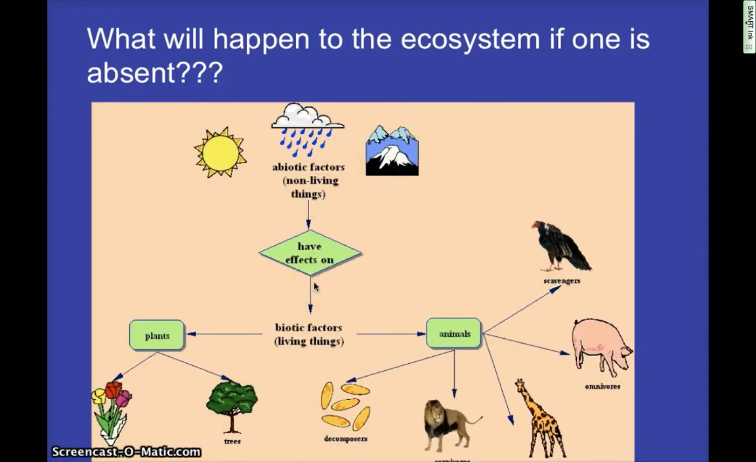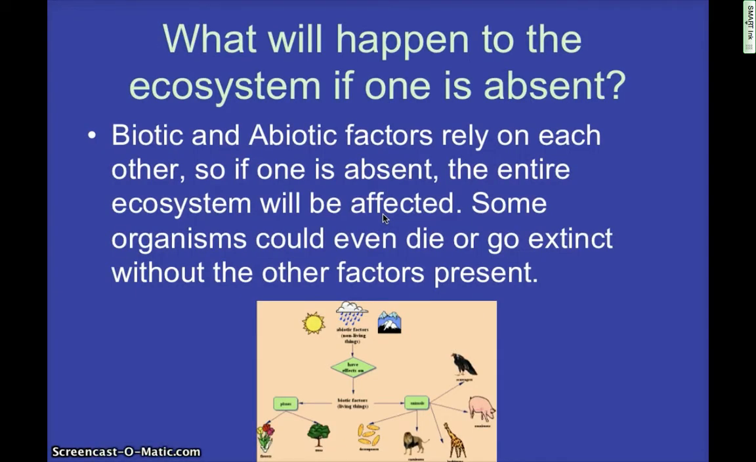So if we got rid of the biotic factors, they might not be able to influence the abiotic factors. But primarily, the abiotic factors are really influencing whether or not the biotic factors can live. So for that last part of the table, if you want to write one big answer, you can do that because they both relate to each other. So biotic and abiotic factors rely on each other. So if one is absent, the entire ecosystem will be affected. Some organisms could even die or go extinct without the other factors present.